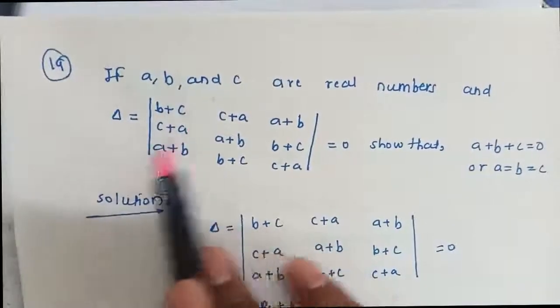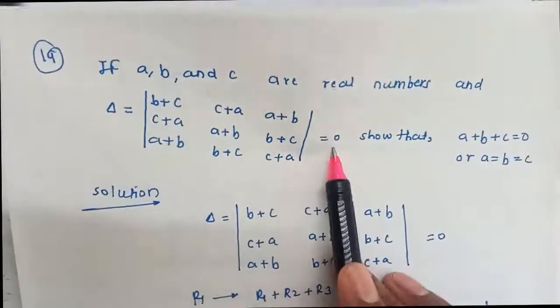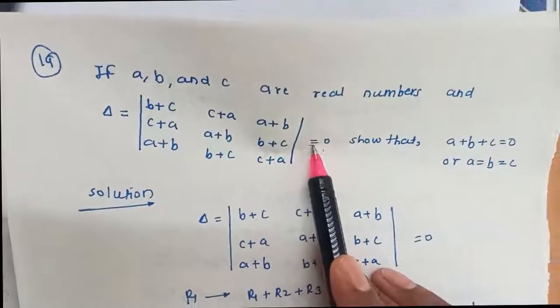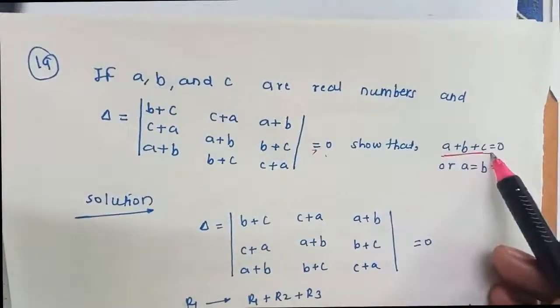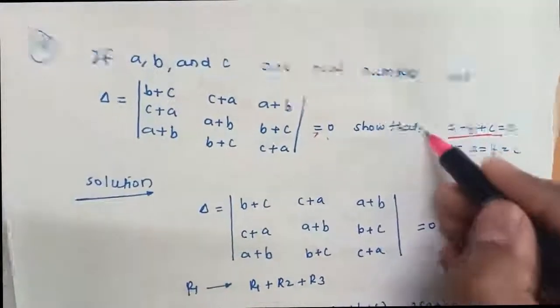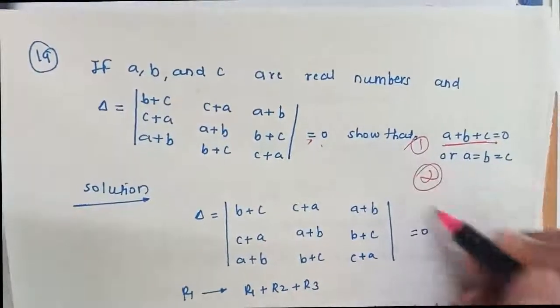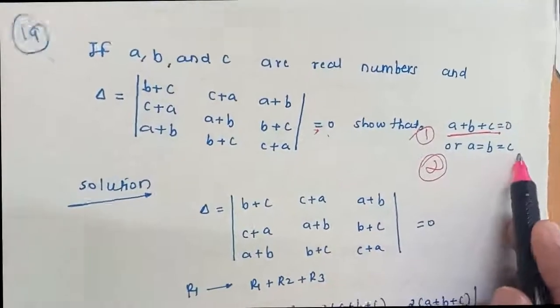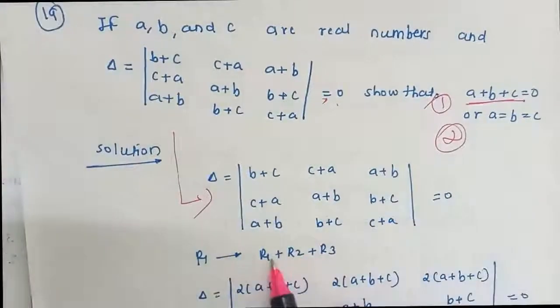Next problem, they have given a determinant. This is delta, the determinant is equal to 0. This is the given thing, and we have to show that a plus b plus c is equal to 0. This is the first proof I need, and the second one I need is a is equal to b is equal to c. Write down the determinant as it is given.